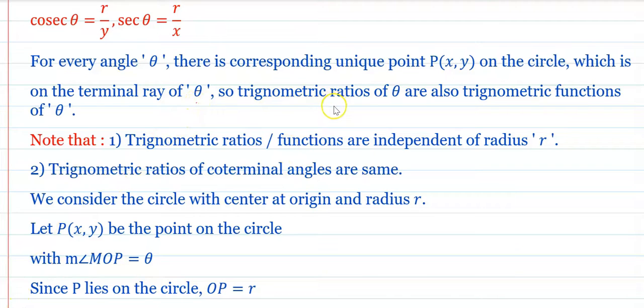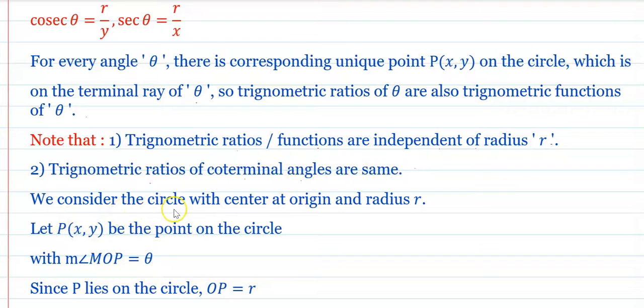So the trigonometric ratios of theta are also trigonometric functions of theta. Note that here the trigonometric ratios or the functions are independent of r, meaning the radius of that circle. Trigonometric ratios of coterminal angles are the same.